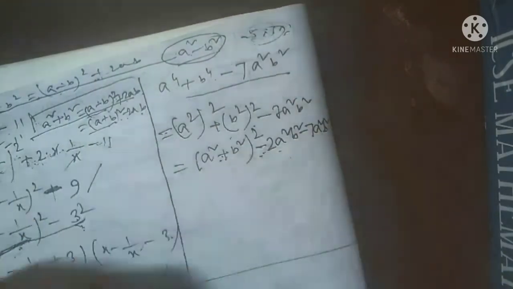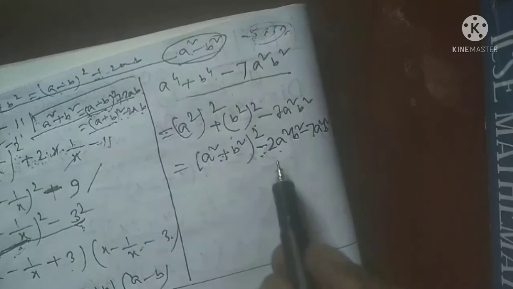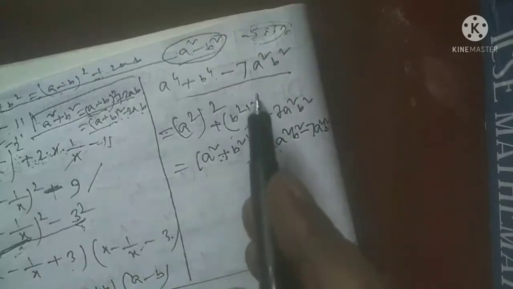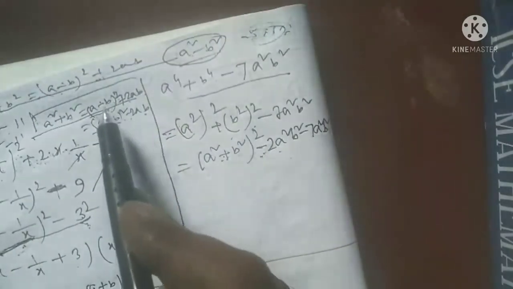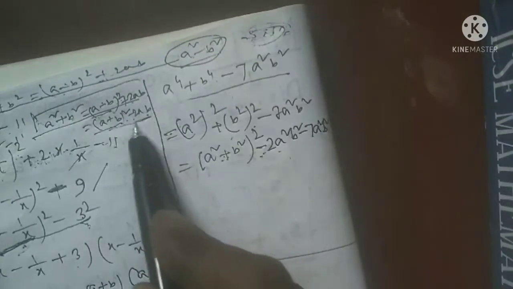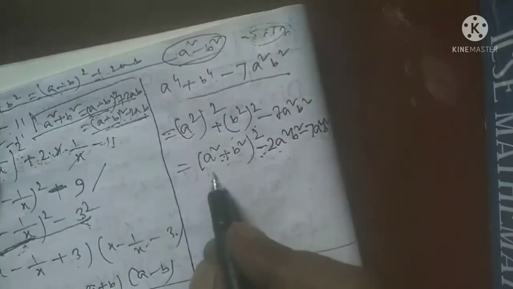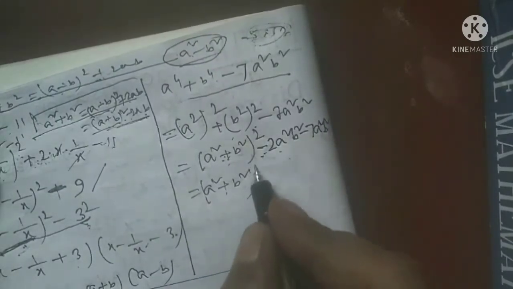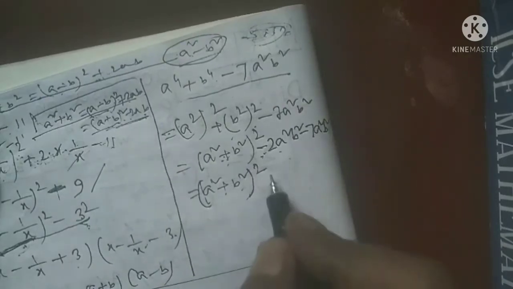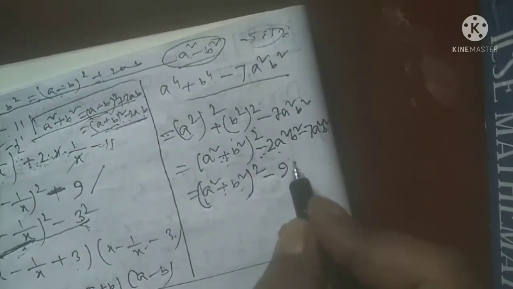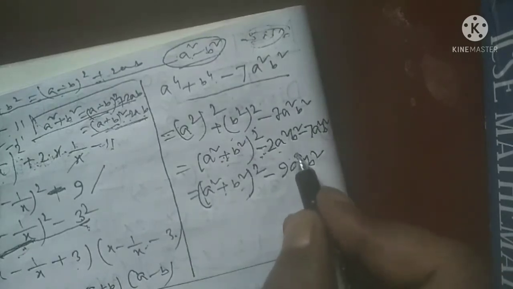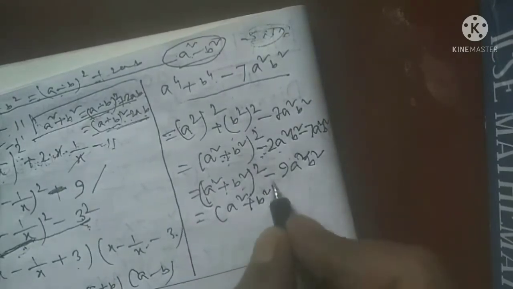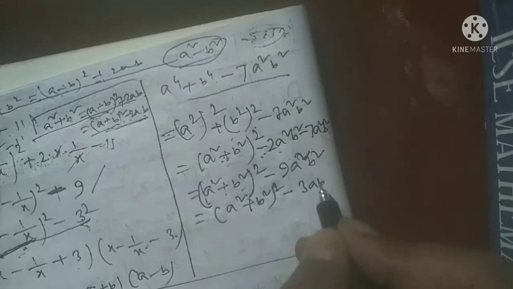My dear student, 5 is not a perfect square. That's why you have to make the form a square minus b square. That's why you have to apply the formula (a plus b) whole square minus 2ab. So here will be (a square plus b square) whole square minus 9 a square b square. So it will be (a square plus b square) whole square minus (3ab) whole square.